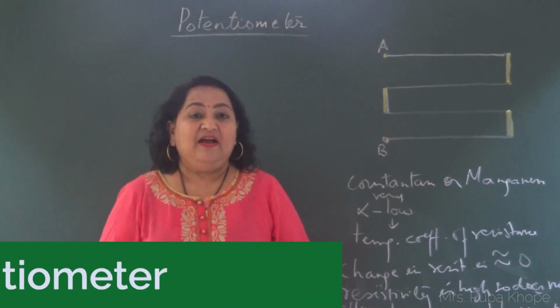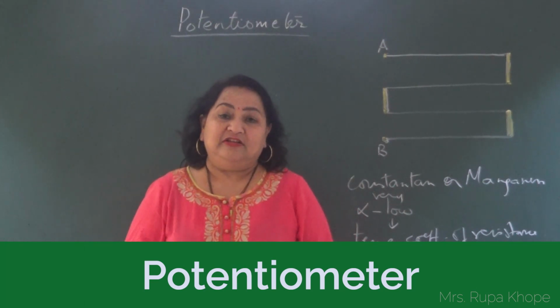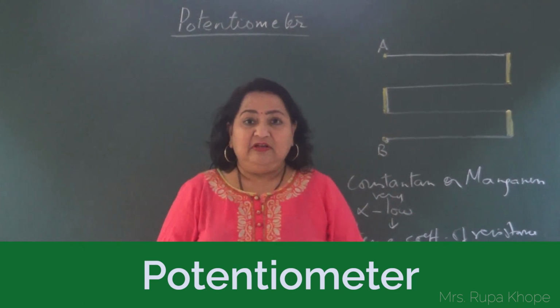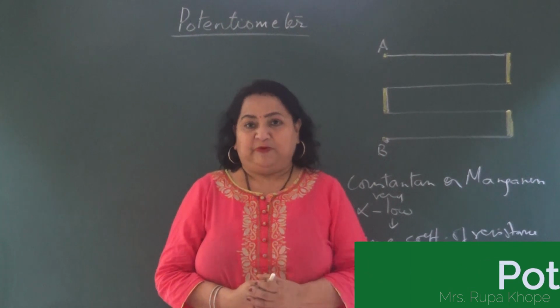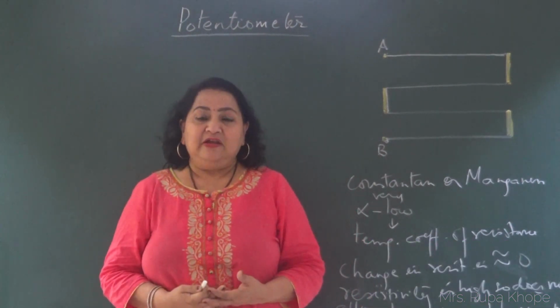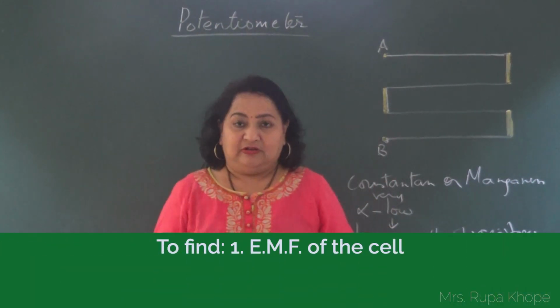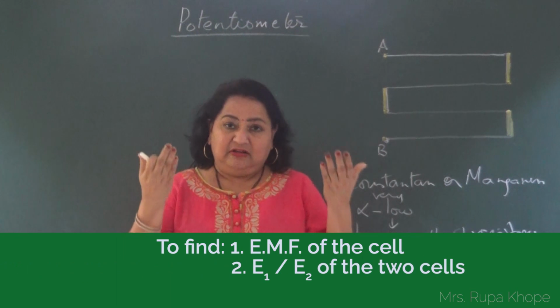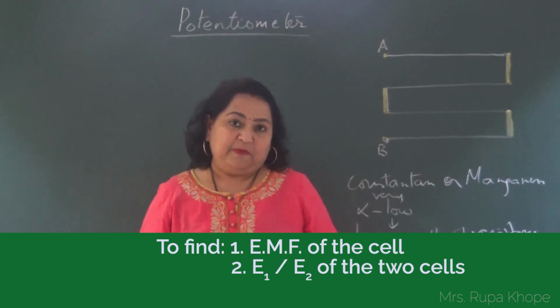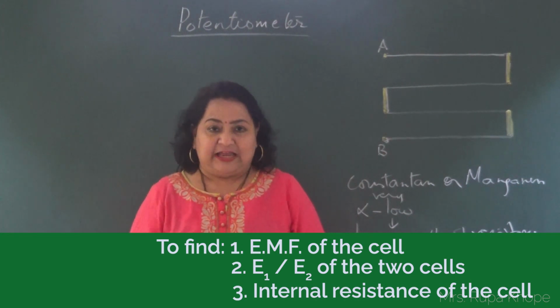Today we are performing a new experiment, the potentiometer. You have already learned the potentiometer in the theory part, but now let's learn the concepts of the potentiometer experiment. The main aim of the experiment is to find the EMF of a cell, to find the ratio of two EMFs of two cells, and also to find the internal resistance of a cell.